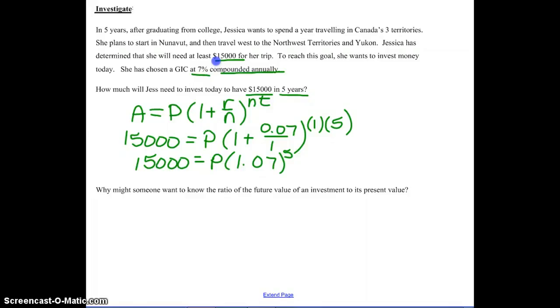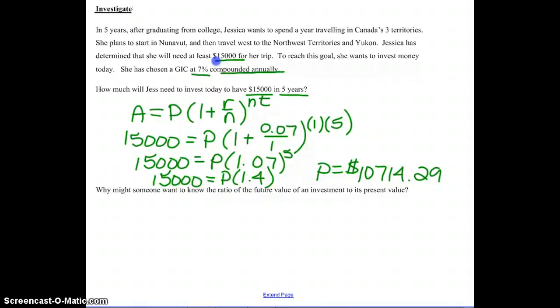So 1.07 to the power of 5 is 1.4, which then we need to divide by on both sides to get P by itself. So your principal on this plan is $10,714.29. That's the amount she would have to invest under this plan to have $15,000 in 5 years.